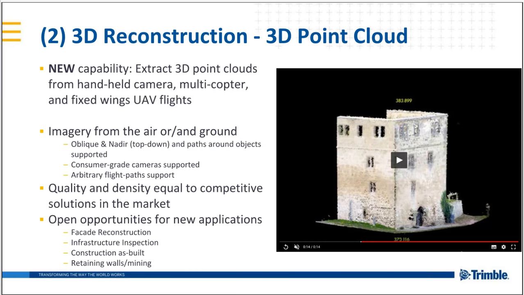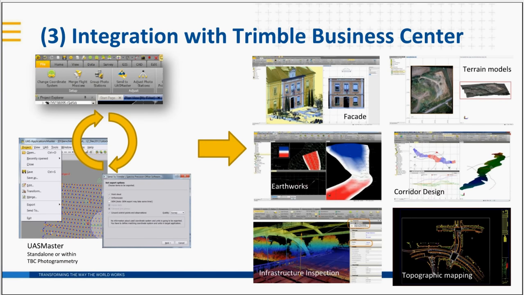That's the third highlight, that US Master in general has a tight link to TPC. That means survey customers can send US Master results to TPC. They can connect all survey workflows data into one project. That's really, really important. And TPC users can visualize, edit, process the deliverables from photogrammetric point clouds to offer completely new applications and opportunities, facade reconstruction, earthworks, or stockpile volumes calculations, and things like that.